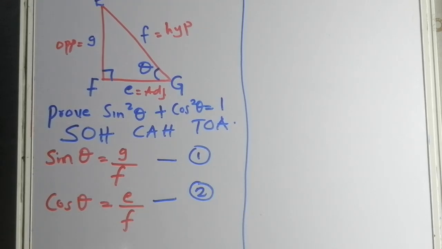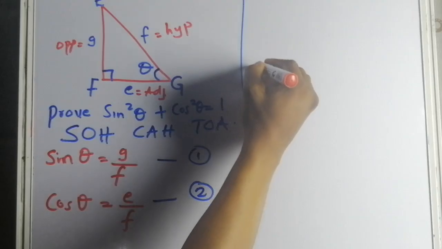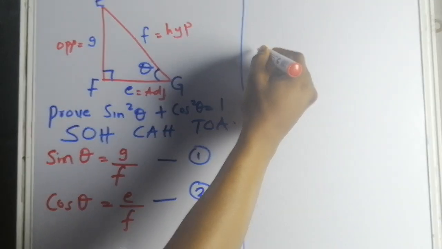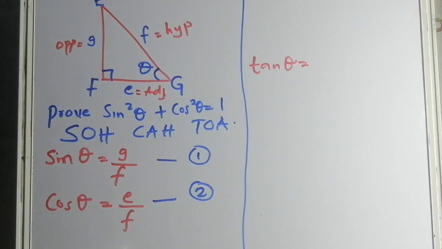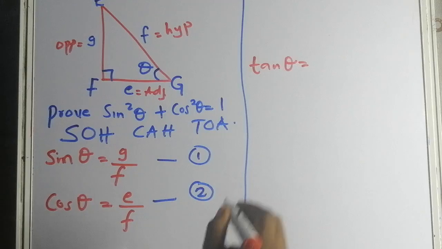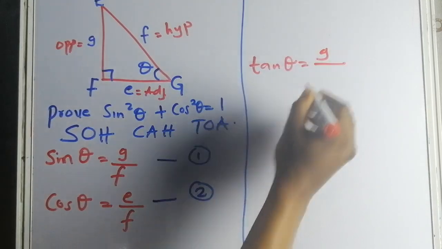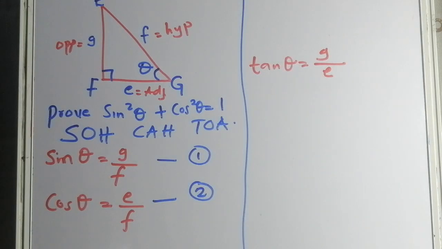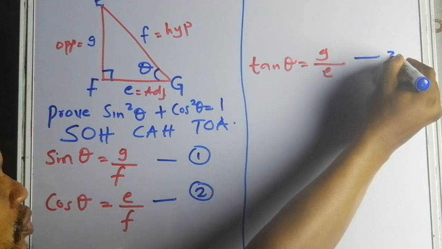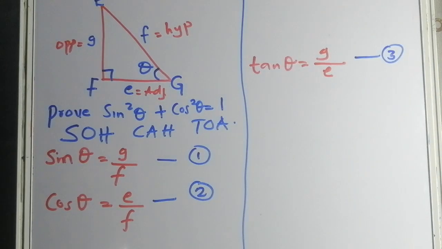Then we can also have our tan theta, which is SOHCAHTOA. Tan theta is opposite over adjacent. What is my opposite here? My opposite is G, over adjacent, which is E. And that one will serve as equation 3. So from this now, I've gotten my SOHCAHTOA.